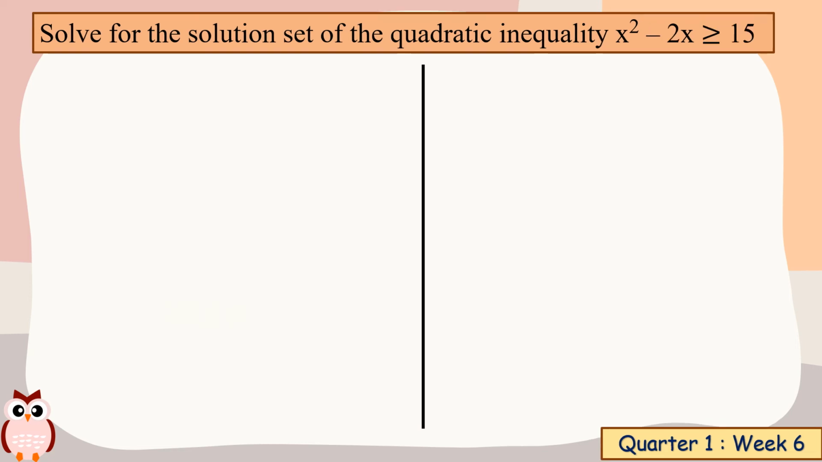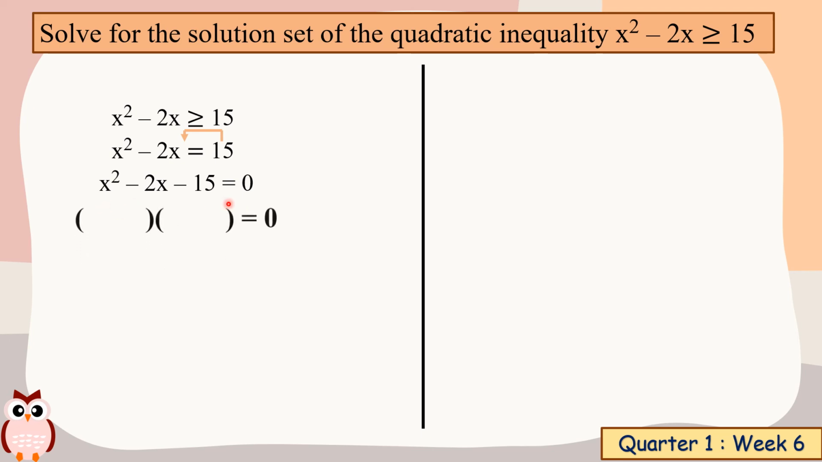Now, let us have our third example. So we're going to solve for the solution set of the given quadratic inequality: x squared minus 2x is greater than or equal to positive 15. So again, the first step is you have to change the inequality symbol to equal sign or equality symbol. Then write your quadratic equation now to standard form. You have to move positive 15 to the other side of your equation. That's why this will now become negative 15. So this will be the standard form of your quadratic equation.